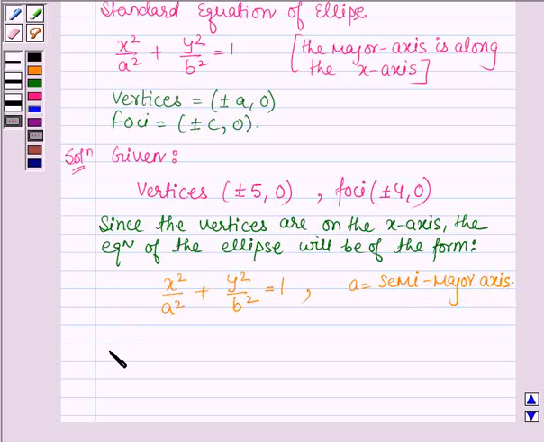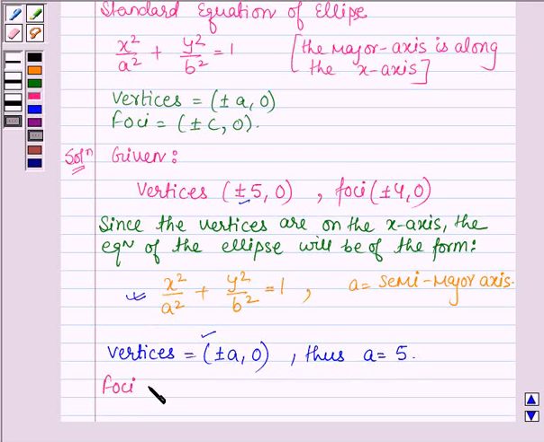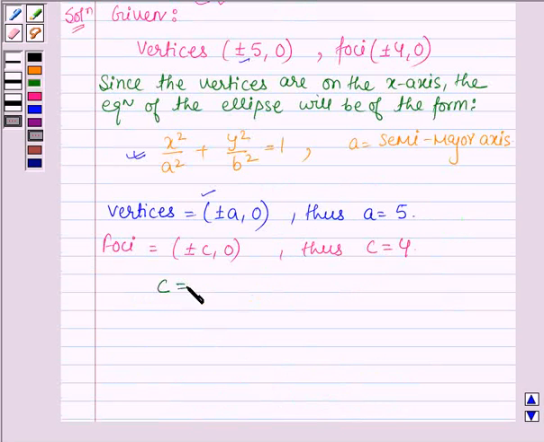And here, since the vertices of this equation of an ellipse are given by plus minus a comma 0, therefore on comparing these two we find here that a is equal to 5. Similarly, foci are given by plus minus c comma 0, thus on comparing the given foci, which is plus minus 4 comma 0, we find here that c is equal to 4. Now since c is equal to root over a square minus b square, so let us substitute the value of a and c to get the value of b.